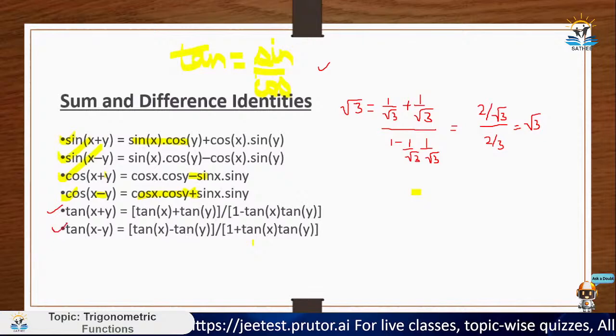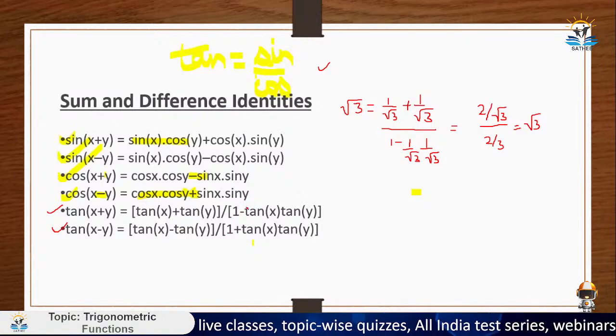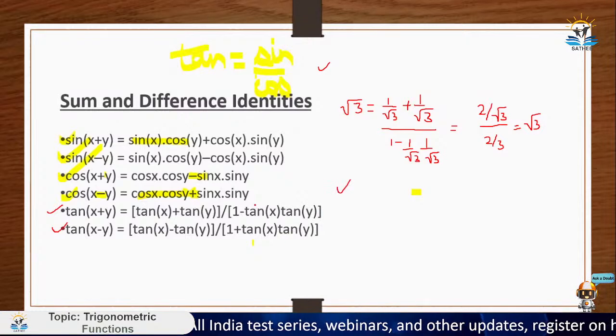And what is the difference between tan x plus y and tan x minus y? Here the plus and minus signs interchange, and in the denominator also the plus and minus signs interchange, and everything else is the same. So if you learn the first identity, you can easily reproduce the second one. So I hope you got the feel of these ones. So let's move ahead.